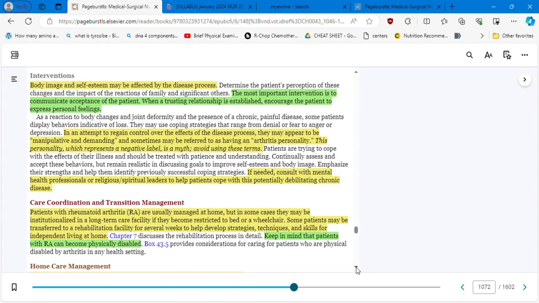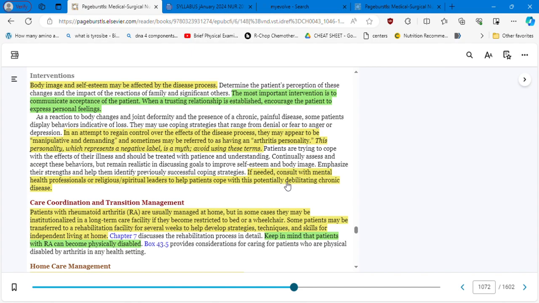Intervention: body image and self-esteem may be affected by the disease process. The most important intervention is to communicate acceptance to the patient. And we have to remember that these patients in the healthcare system are called arthritis personality, because sometimes they are manipulative and demanding. But we need to be compassionate, not judgmental, and try to identify the disease in order to understand and to plan nursing care.